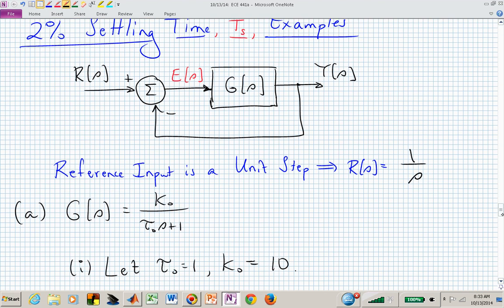Now, what I want you to do on your own is compute for this system, G of S, the 2% settling time. Tell me what it's going to be. It should take you a minute or less. For this configuration, unity output feedback, tau naught is 1, k naught is 10. What's your 2% settling time?